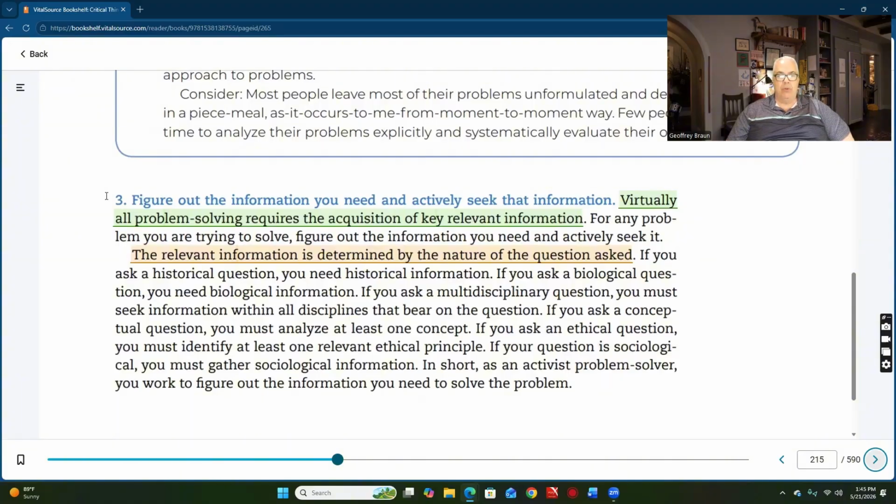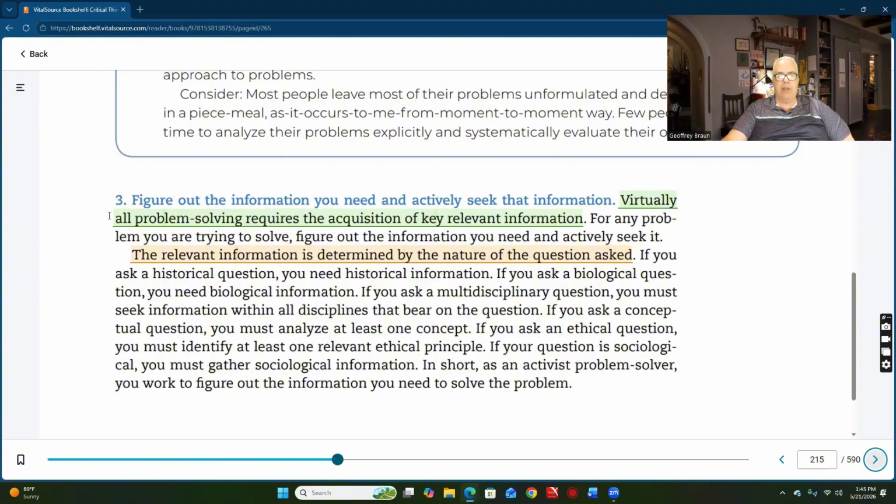And that's got nothing to do with the president. The president could step in and say, don't do these things, we'll make it against the law. But as of yet, that issue hasn't been addressed. Or maybe they don't know about it. Anyways, figure out the information you need and actively seek that information.